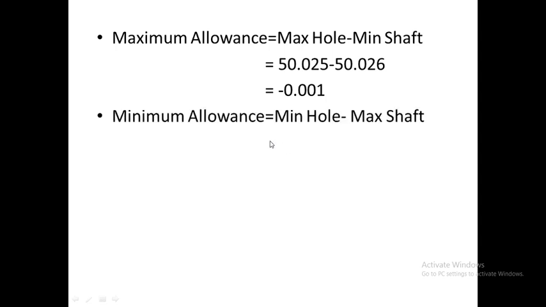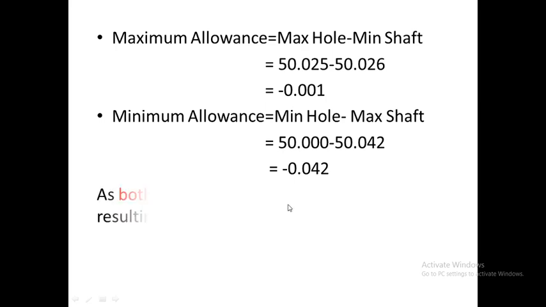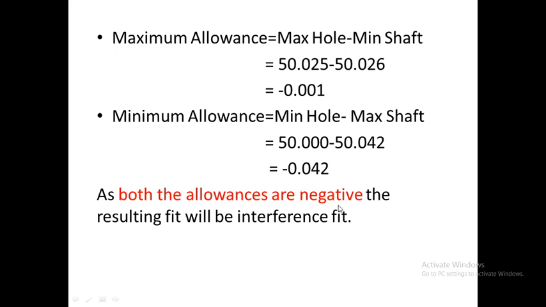The minimum allowance is equal to minimum hole size minus maximum shaft size. Now we will substitute the values calculated earlier. So 50 minus 50.042, and the difference will be equal to minus 0.042. Now students, you can see here that the maximum allowance as well as the minimum allowance both have a negative value, and since both the allowances are negative, the resulting fit will be an interference fit. So as both the allowances are negative, the resulting fit will be the interference fit.